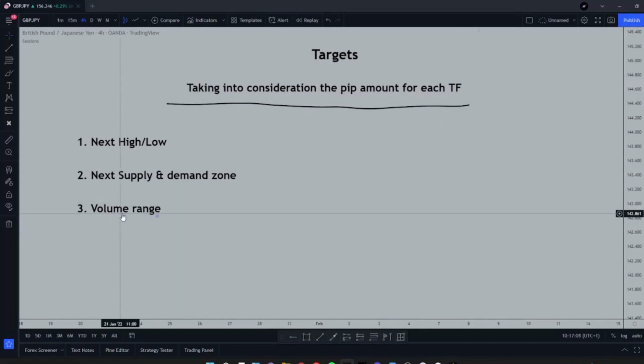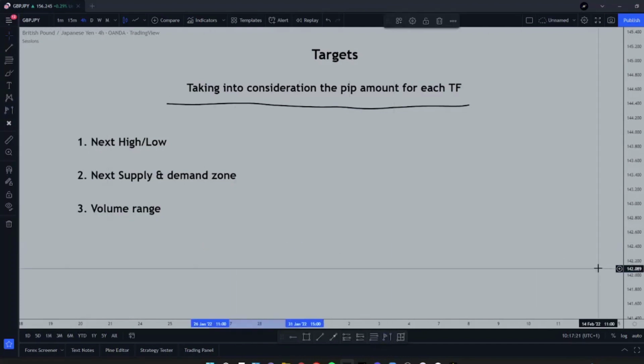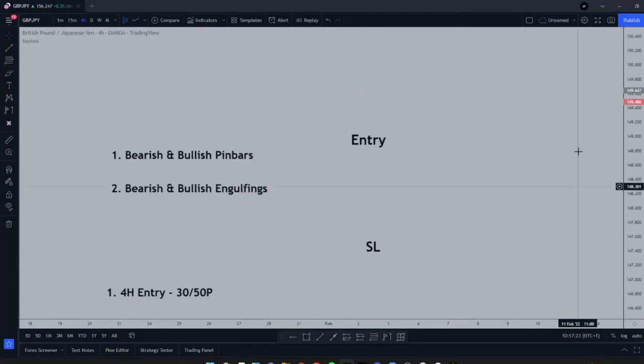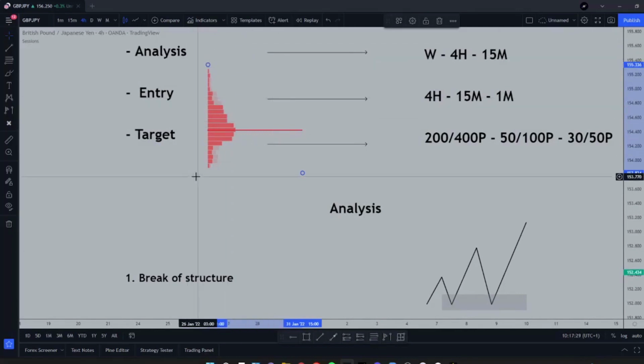We can use volume ranges as well. Okay, if you guys don't know what this is, it would be this tool right here, fixed range volume profile, which you can find where the long and short positions are right at the bottom. Okay, and you just draw it like this, and it will show you the whole volume of the price action of the range that you chose, where the point of control is, which is the level where the most volume was transacted of this broker.